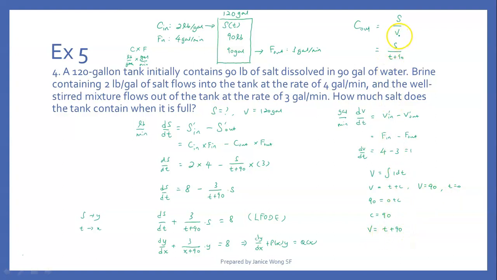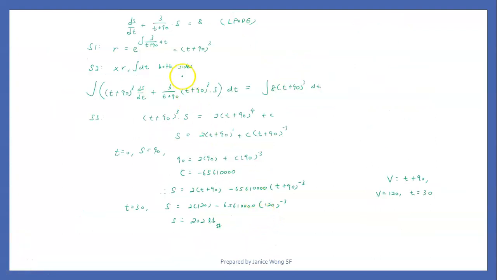Substitute V into the concentration at the outlet, C out equals to S over (t+90). With C out found, then we can substitute it into the differential equation and have a complete differential equation. The next step is to check which type of differential equation is this. Here it is LFODE. So we follow step 1, 2, 3 to solve for the S. With the initial condition substituted, we get the particular solution for the S amount of salt in the tank. Then ready to answer the question to get S when the tank is full.